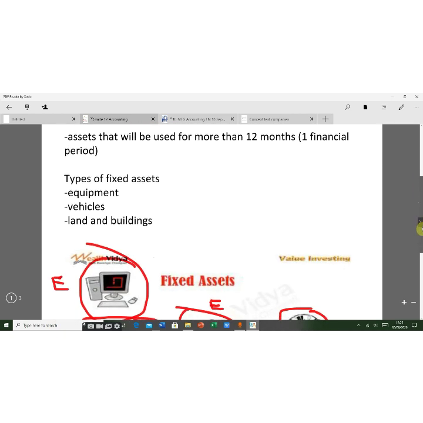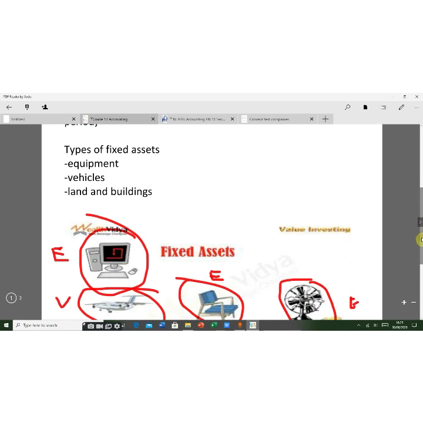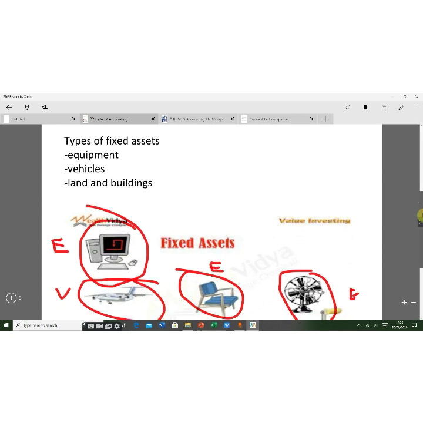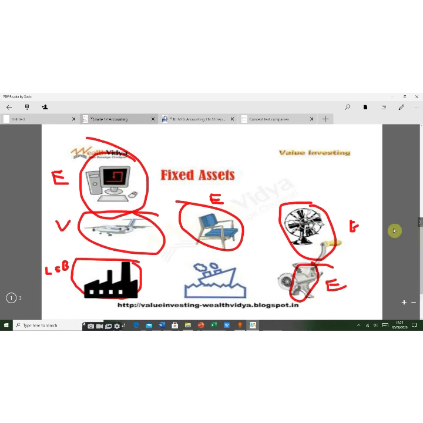So now we have types of fixed assets. Types of fixed assets include equipment, vehicles, land and buildings. So now let's look at this picture and classify each picture under those assets.